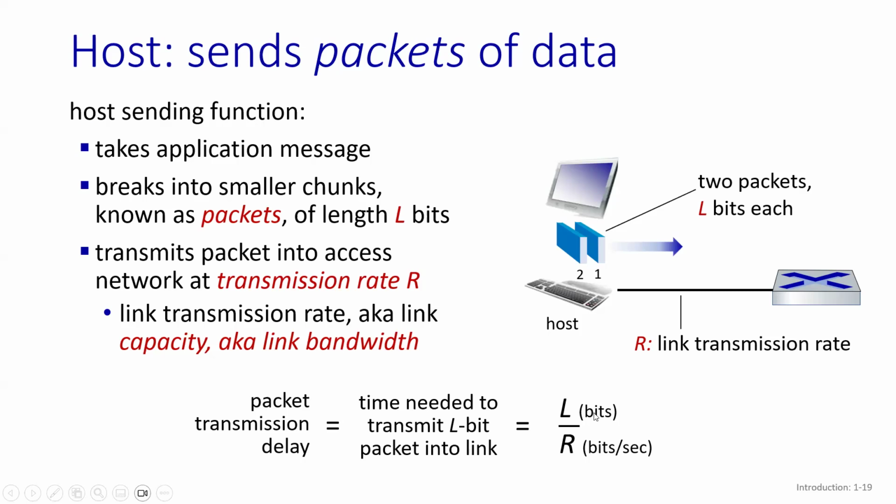L is the number of bits, the length of the packet, and R is the transmission rate. The transmission rate is also known as the link capacity. It is also known as the bandwidth.